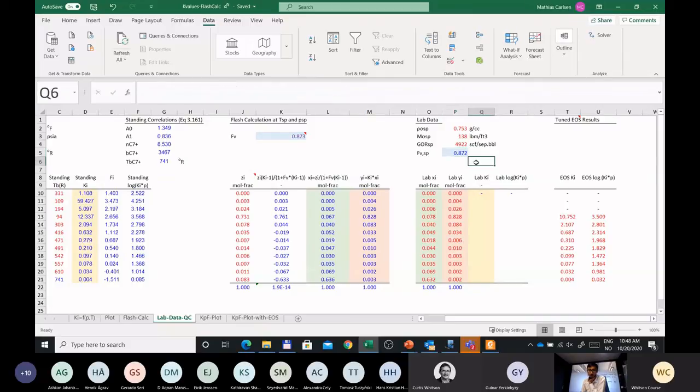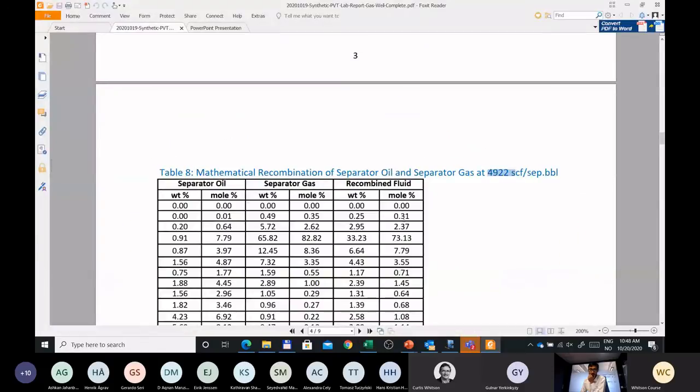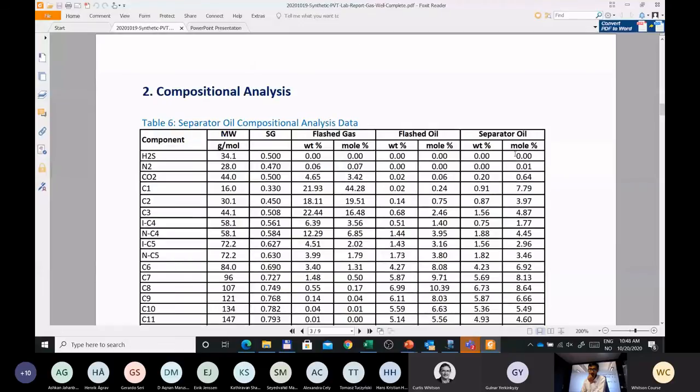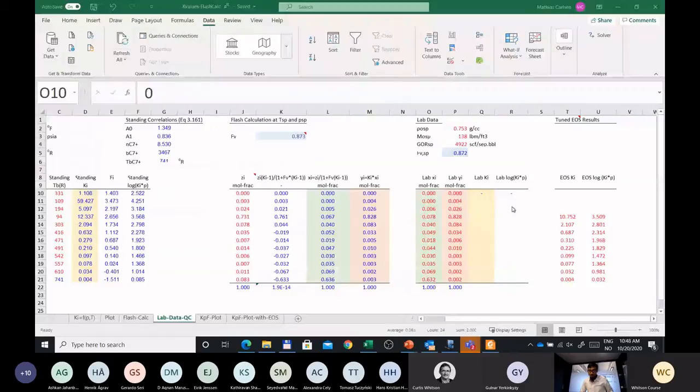Okay, and then these are the lab reported separator oil and separator gas compositions taken from the PVT report. Here is the separator oil composition on mole percent basis. That's 7.79 in methane. So that's the same, this is 7.79, and then you have 82.8 methane content, for example, in the separator gas.